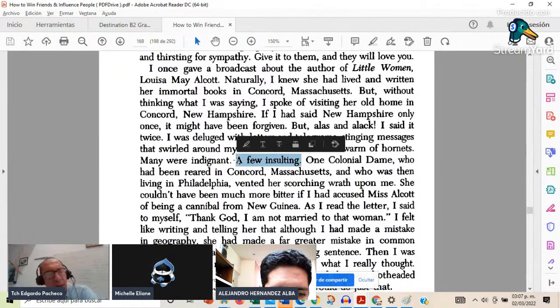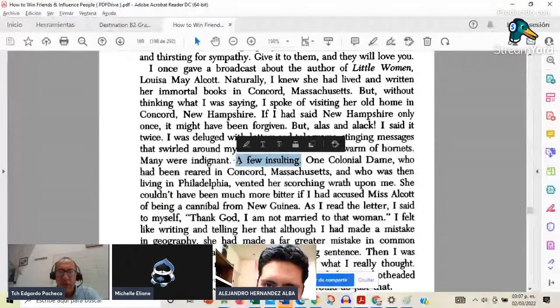Yes, they confused the residence of a very famous writer. It's like if you go to Mexico City and say, congratulations for Octavio Paz, he was born in Tijuana. So he involuntarily offended the people from Mexico City, right? Or from Massachusetts, because he said this great writer, Louisa May Alcott, was from New Hampshire, and she was from Massachusetts. Okay, so let's continue, Mitch, please.